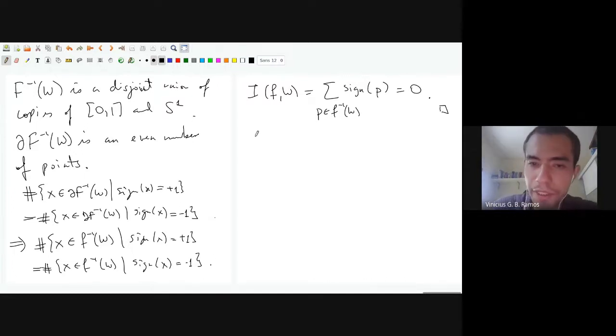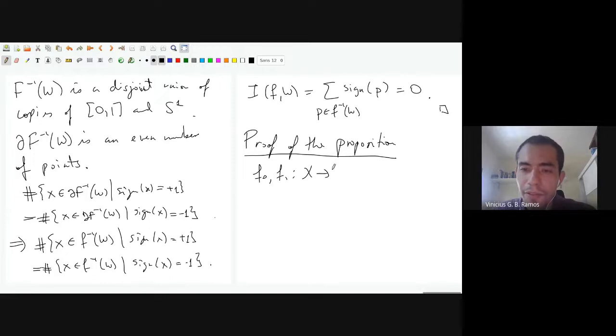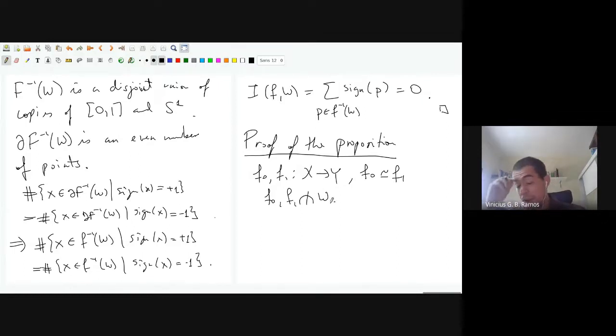So now we can prove the proposition. Proof of the proposition. Remember what the proposition said? The proposition said that if F0 and F1 are homotopic, or smoothly homotopic, then they have the same intersection number with W. So now, remember we are back to F0 and F1, which are maps from X to Y, smoothly homotopic, and both transverse to W. And now you want to compare F0 to F1.